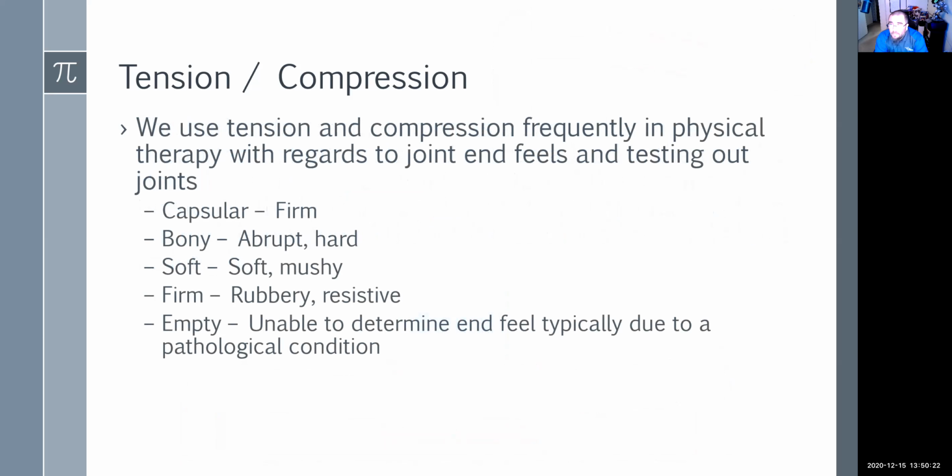So we use tension and compression frequently in physical therapy with regards to joint end feels and testing out joints. A lot of times when we move a joint into a specific position, maybe I'm moving my arm into abduction, we're going to be testing to see what it feels like. How does the end of that joint feel?